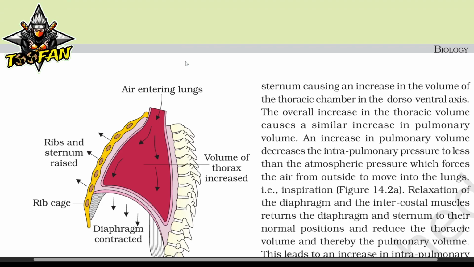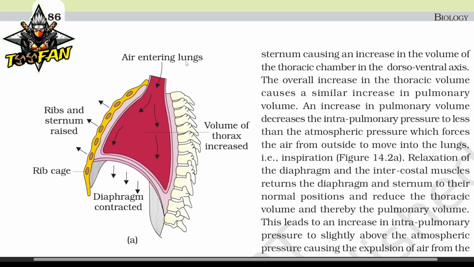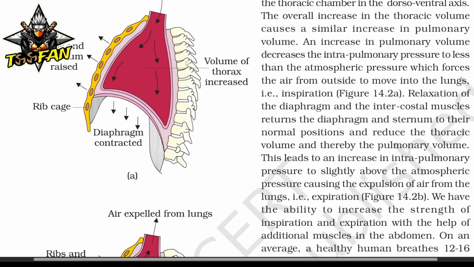The overall increase in thoracic volume causes a similar increase in pulmonary volume, and an increase in pulmonary volume decreases the intrapulmonary pressure to less than the atmospheric pressure, which forces the air from outside to move into the lungs, that is inspiration. Relaxation of the diaphragm and the intercostal muscles returns the diaphragm and sternum to their normal position and reduces the thoracic volume and thereby the pulmonary volume. This leads to an increase in intrapulmonary pressure to slightly above the atmospheric pressure, causing the expulsion of air from the lungs, that is expiration.